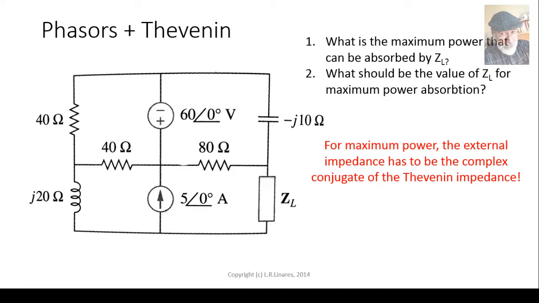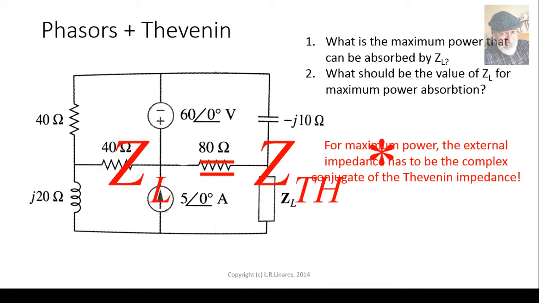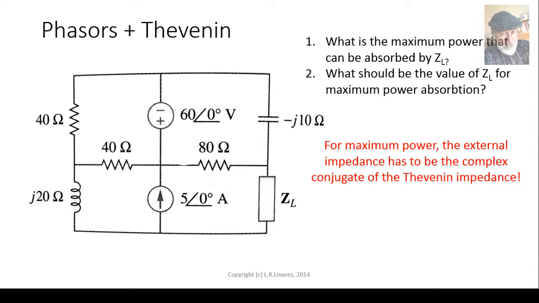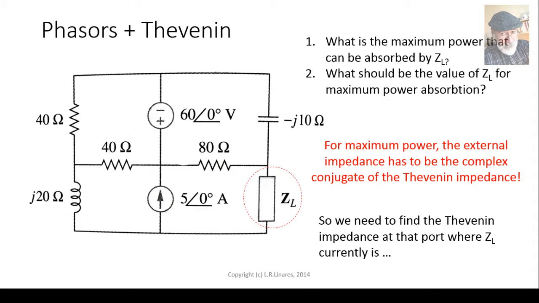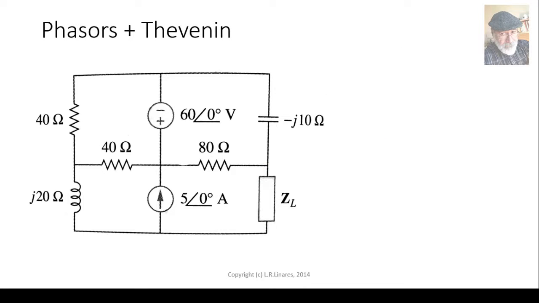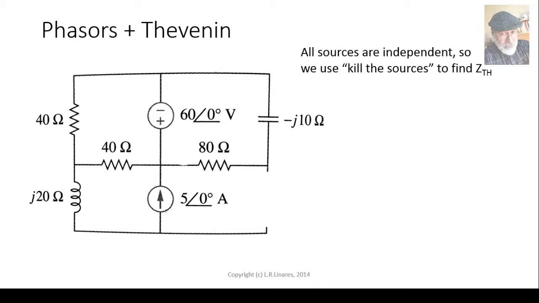For maximum power, we know that in AC steady state, the external impedance ZL has to be the complex conjugate of the Thevenin impedance of the rest of the circuit. That's right. So you make the external impedance the complex conjugate of the Thevenin impedance of the circuit. That means that we need to find the Thevenin impedance at that port where ZL is currently connected. The first task is to remove that impedance there. Leave the port open to find the Z Thevenin.